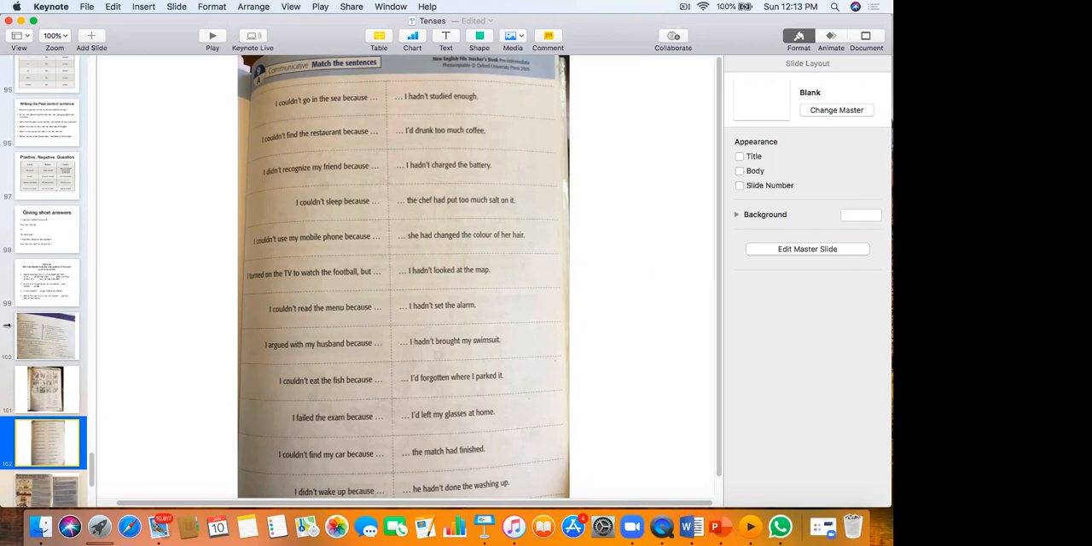I couldn't read the menu because I hadn't studied enough. I couldn't read the menu.